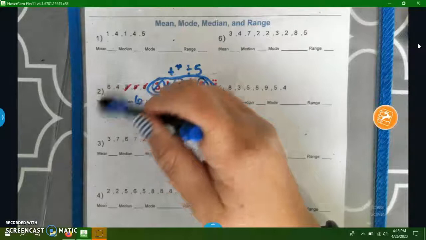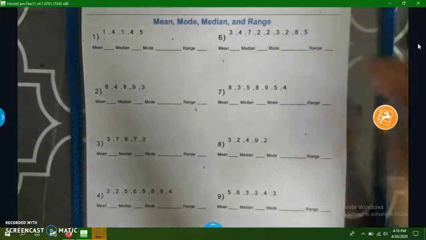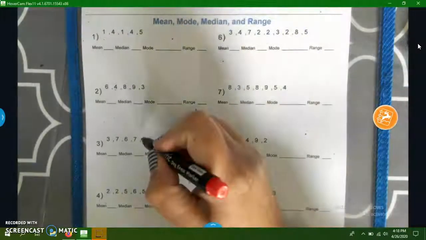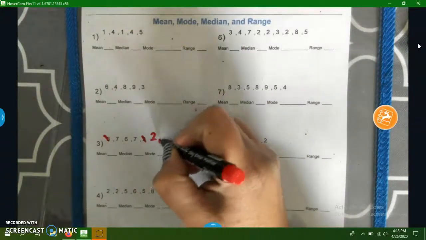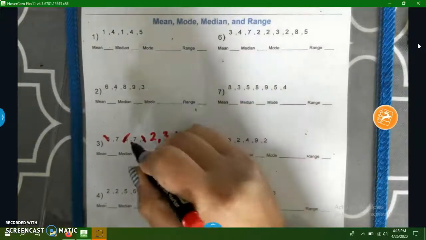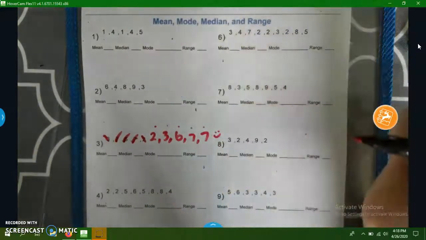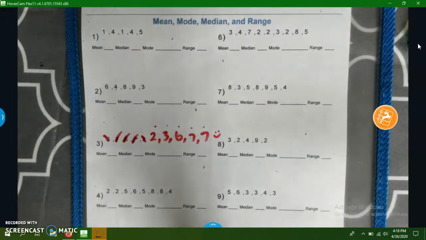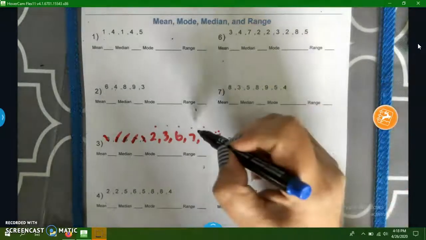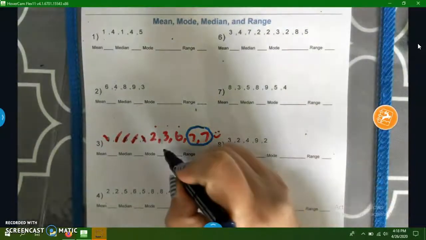Alright, one more example. Number 3, you should hopefully already be writing your data in order, least to greatest. So I'm going to take the 2 and 3 first, and 6, and 7, and 7. 1, 2, 3, 4, 5 numbers. I've checked to make sure I didn't leave out any numbers. Looking for my mode, the one that happens the most, I can see that the 7 occurs twice and everything else only happens once. So our mode is 7.